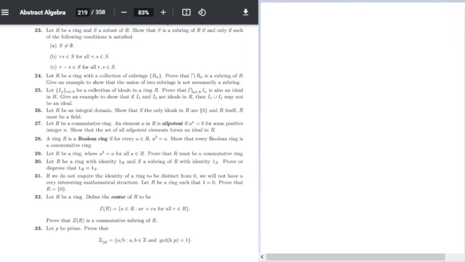Alright, next problem. Let R be an integral domain. Show that if the only ideals in R are 0 and R itself, R must be a field. Okay, so suppose that R is an integral domain.